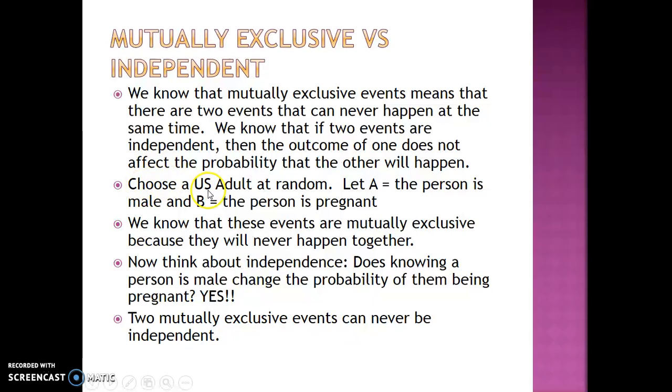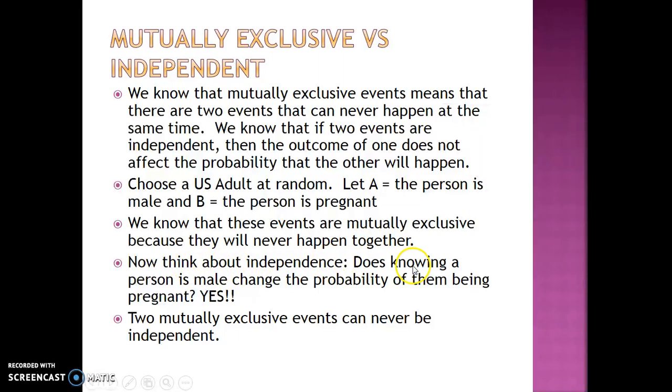So let's choose a U.S. adult at random. Let A be that the person is male, and let B be the event that the person is pregnant. We know that these events are mutually exclusive because they will never happen together. So you have a circle, and there would be people, U.S. adults that are males, and they would be in that circle, and then you would have another circle where you would have U.S. adults who are pregnant. So those 2 circles are never going to overlap.